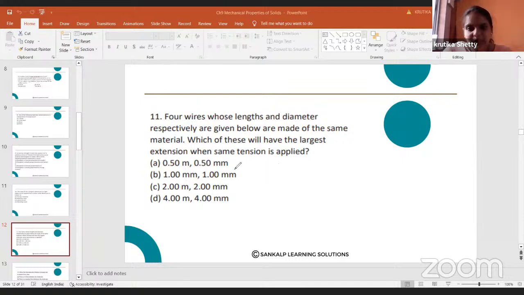You can calculate for all the values here. Here option B has 1 meter, 1 millimeter; here 2 meter, 2 millimeter; 4 meter, 4 millimeter; and option A is 0.5 meter and 0.5 millimeter, right? So if you simplify this one, how can we simplify this?